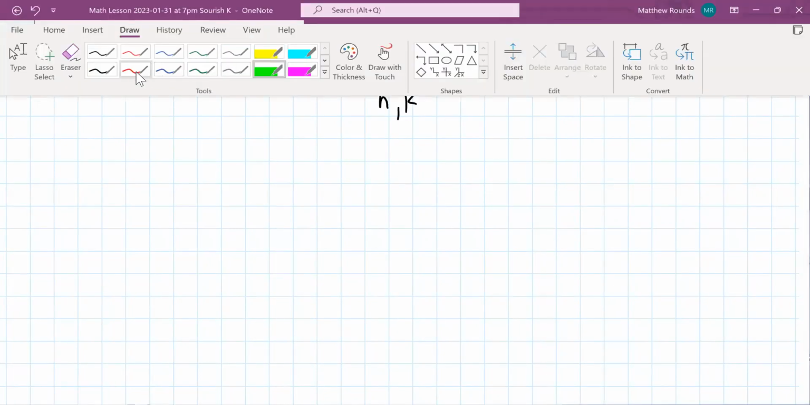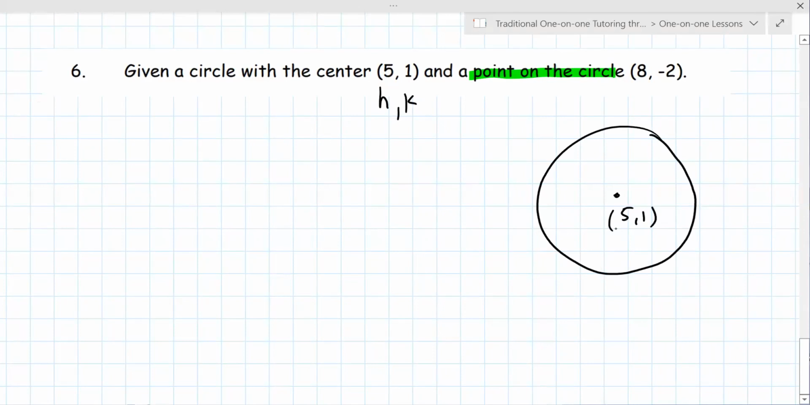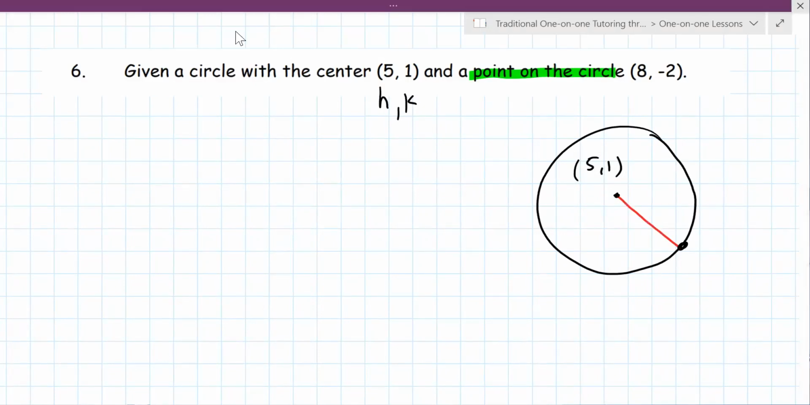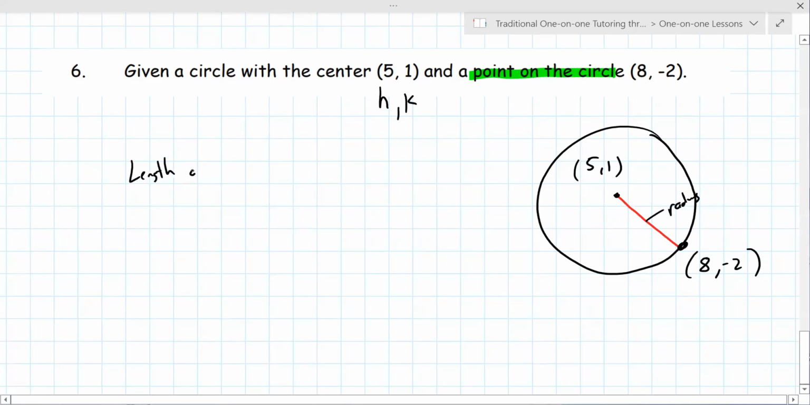So here's what that means. Let's draw our favorite circle. Here is 5, 1. Now 8, -2 is a point down here, but it's on the circle. Now we covered this earlier. What do you call the red line in the circle? What do you call that red line, Sourish? That's the radius. Yeah, it's the radius. So we need to find the length of the radius.